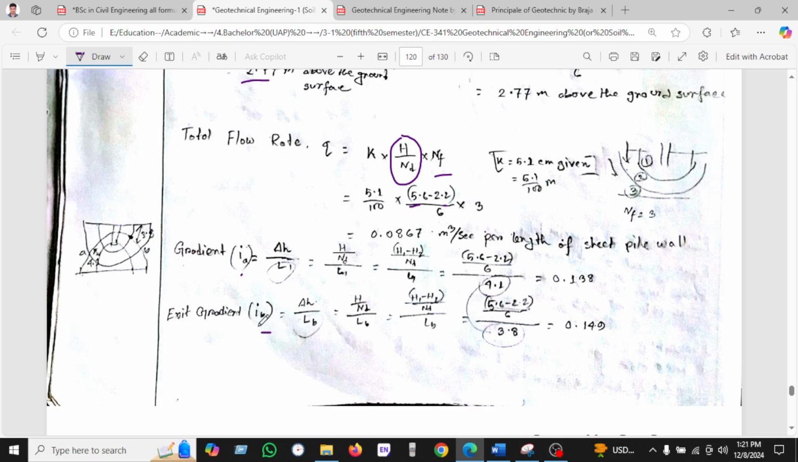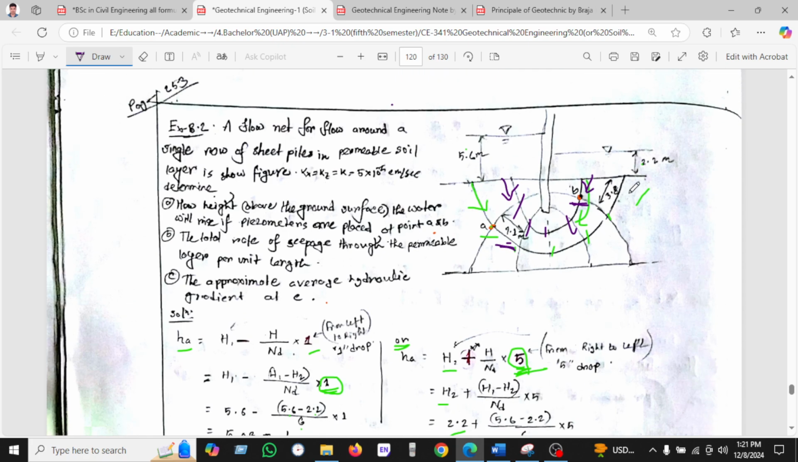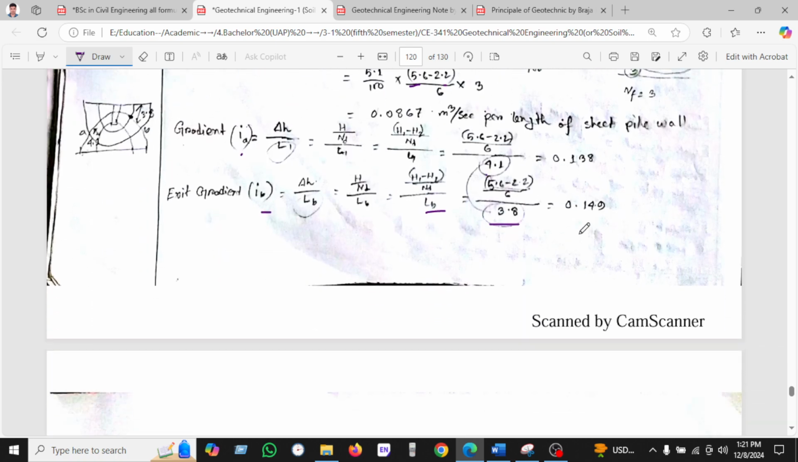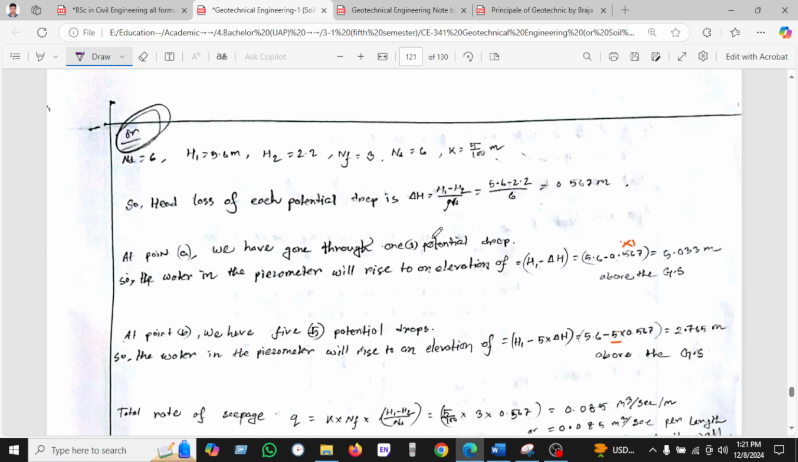Gradient B, we will similarly calculate B and found the number of drops per length equal to 3.8. 3.8 is given in the figure. So we found 0.13. We can solve this problem in another way, where ND is given, H1 is given, H2 is given, K is given. So the head loss of each potential drop, ΔH, is (H1 minus H2) over ND, which is 0.57.